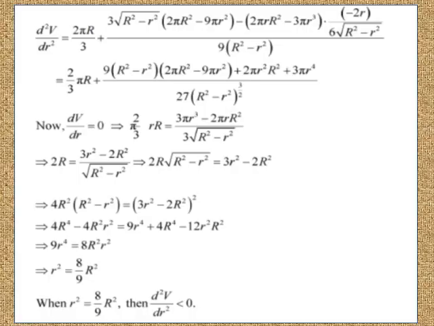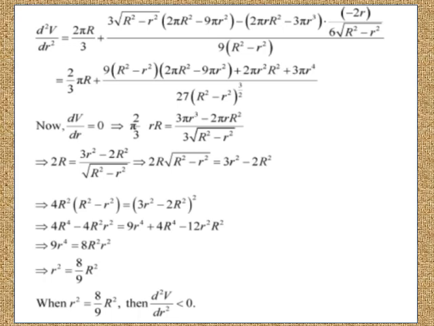So we have dv upon dr. Differentiate the given function to find d2v upon dr2. Now to find the maximum or minimum, we have to put dv upon dr equals to 0. So if you put dv upon dr equals to 0, you will get small r square is equal to 8 upon 9 capital R square. Clear?